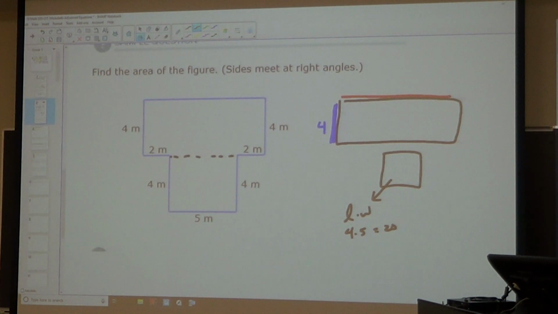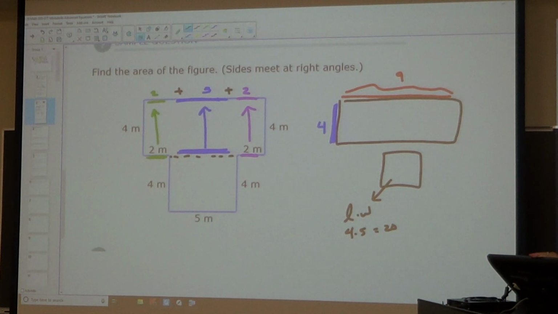Okay, so if I take this little piece and pull it down, do you see that piece is 2? If I take this piece and pull it down, that piece is 5. And if I take this piece and pull it down, that piece is 2. So when I add those pieces together, that tells me that is a 9. Okay. So this is a 4 by 9, which is a 36.